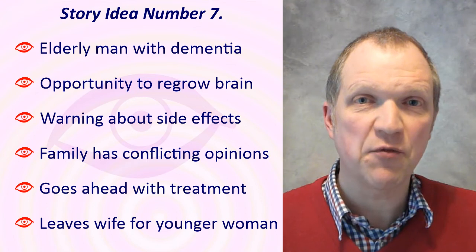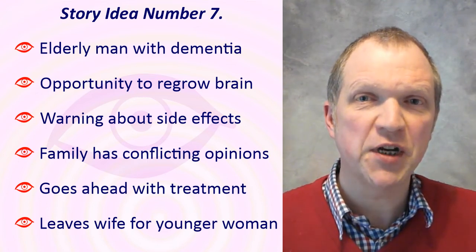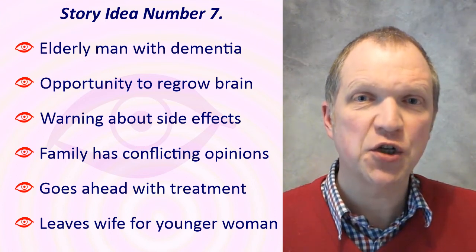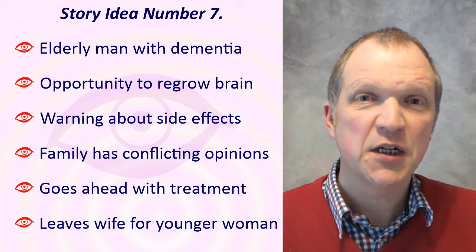Story idea number 7. An elderly man with dementia is offered the opportunity to regrow part of his brain. This will cure his dementia, but he's warned it could change his personality. His wife and children cannot agree among themselves whether the man should go ahead with the treatment. What do they ultimately decide? Does he regrow his brain and then leave his wife for someone younger?